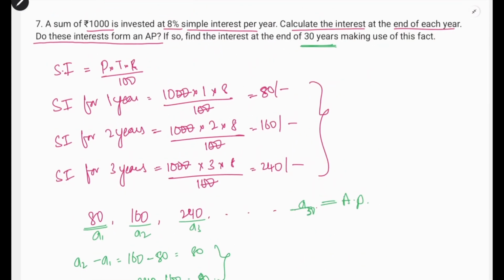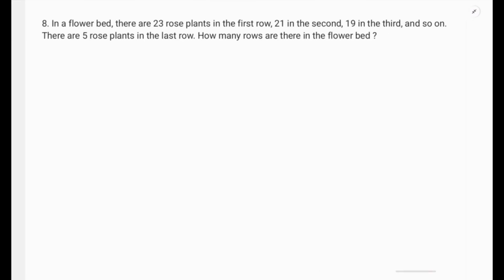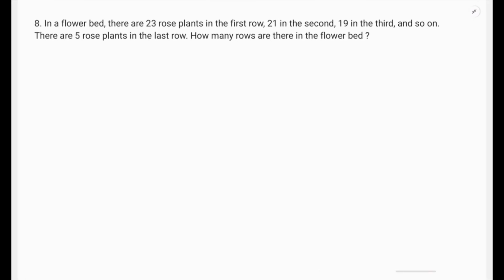Next one. Eighth one: in a flower bed, there are 23 rose plants in the first row, 21 in the second row, 19 in the third row, and so on. There are 5 rose plants in the last row. How many rows are there in the flower bed?